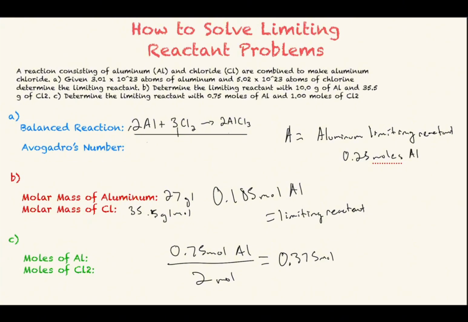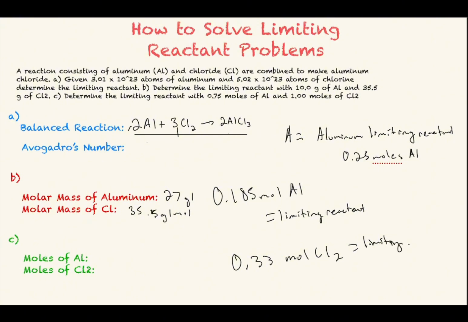0.375 moles of aluminum. And then on the other side, we're going to have to do chlorine, which will be 1 mole over 3. And these are Cl2, and that'll just give us 0.33. So in this case, chlorine will be our limiting reactant. So pretty simple. So 0.33 moles of chlorine is our limiting reactant. Okay, pretty simple. So for A, it'll just be aluminum. For B, it'll be aluminum. And then for C, it will be chlorine.